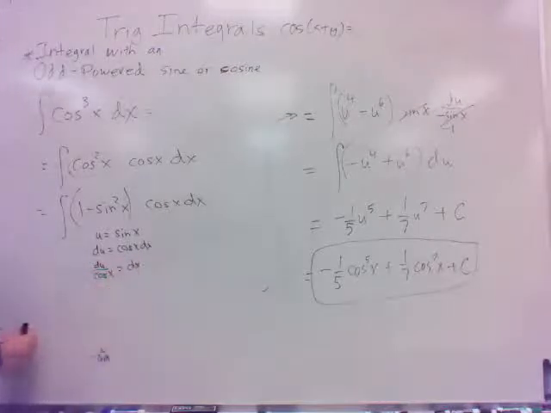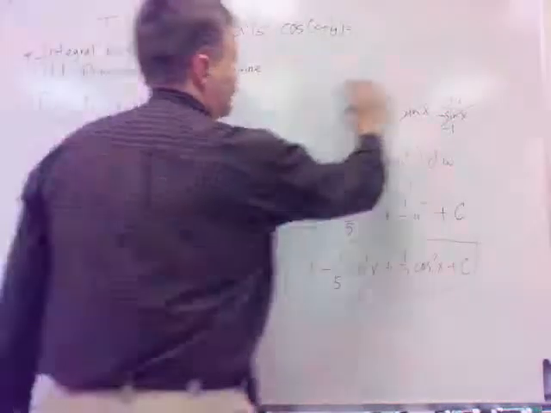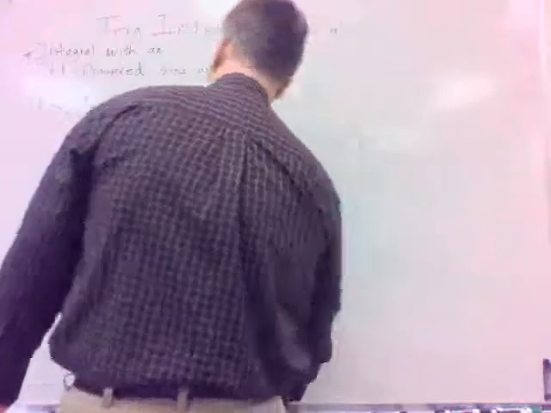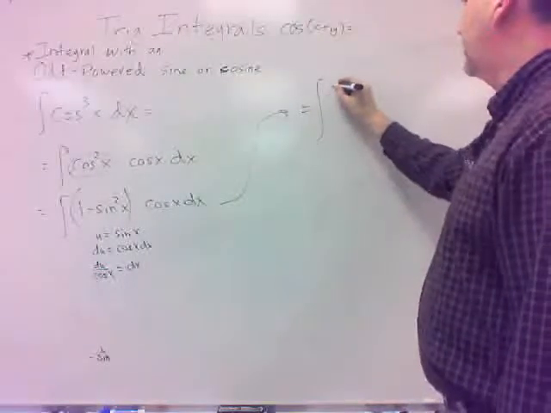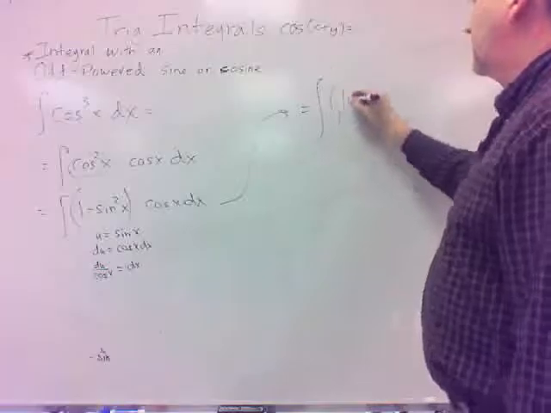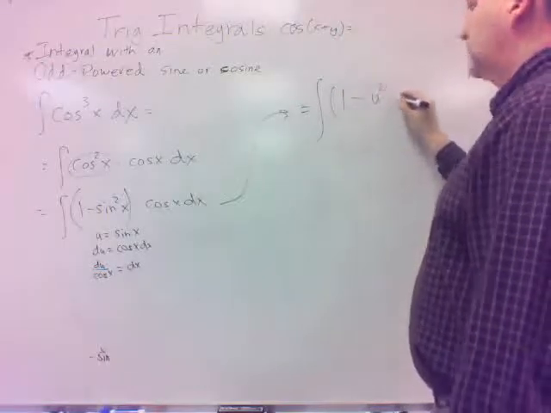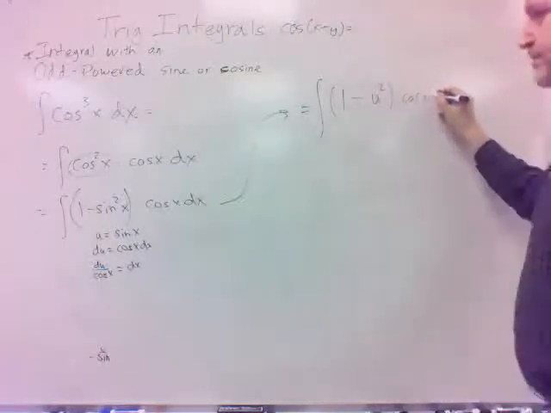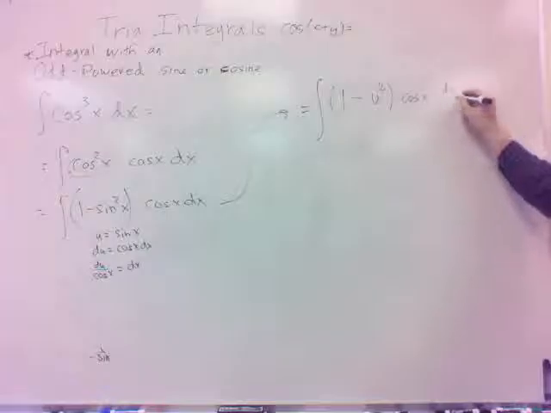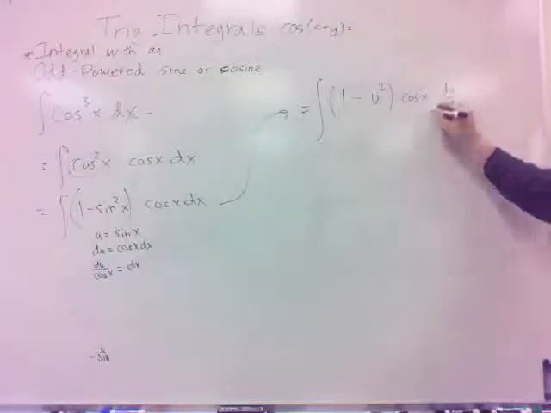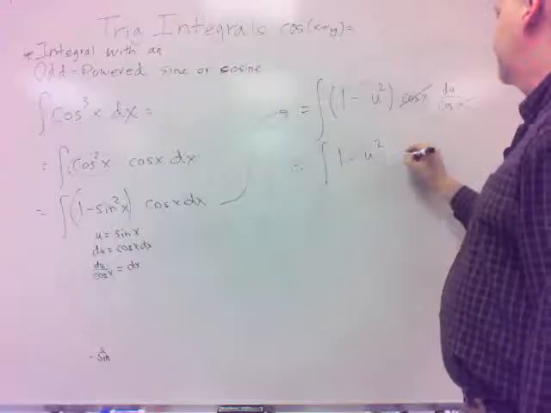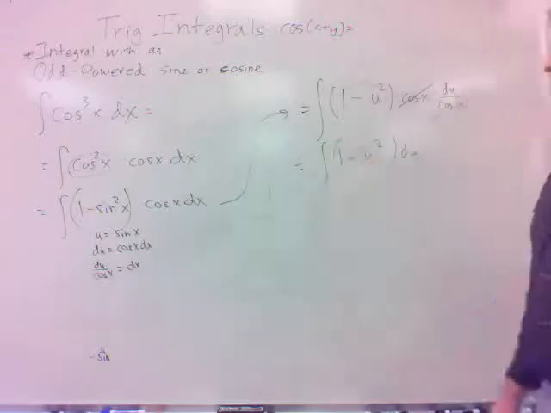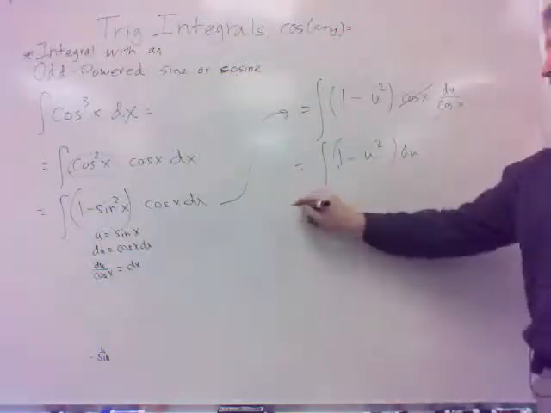Other ways you can think of that, but here's what I've got then. So there I have the integral of 1 minus u squared times cosine x, but dx is du over cosine. Aha. Cancel. So I just have 1 minus u squared, don't I? That's just simple antiderivatives, right?